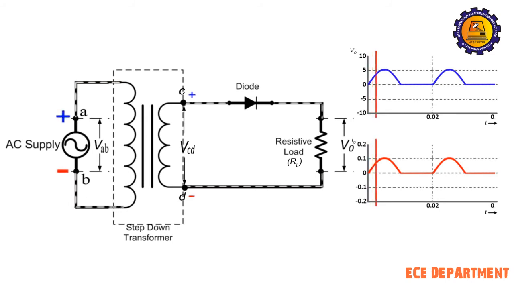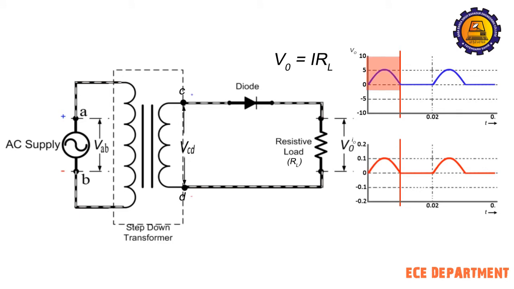And this positive cycle appears across the load and current flows through the load resistor RL. This current varies in magnitude as shown here. In this way, the positive half cycle of output voltage V0, equal to I times RL, appears across the load resistor RL.